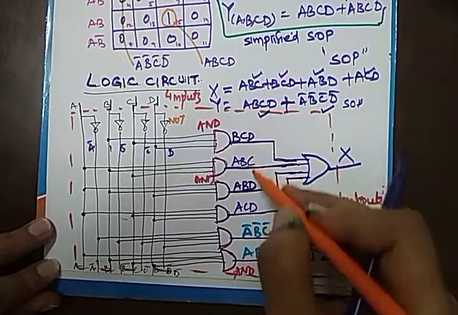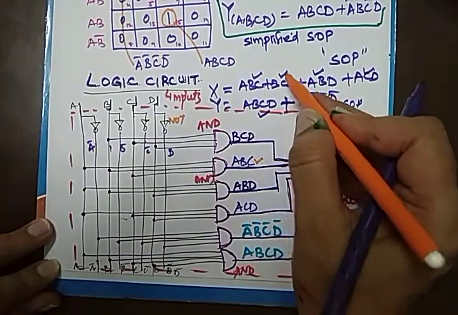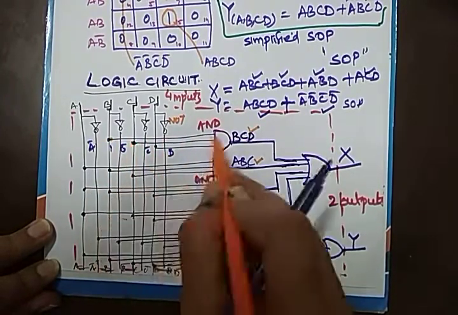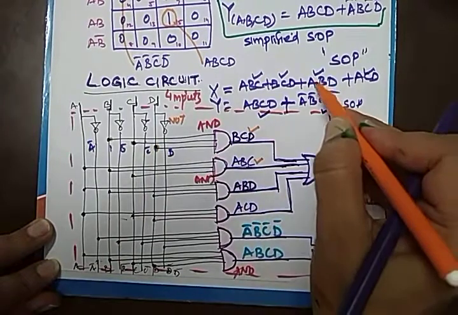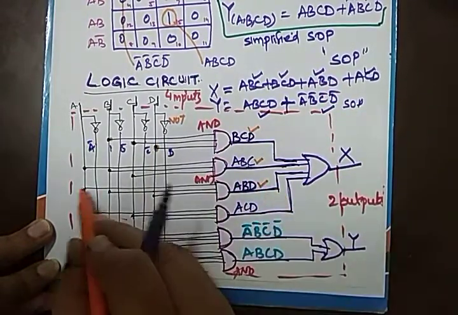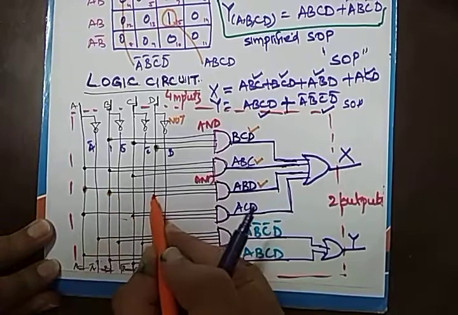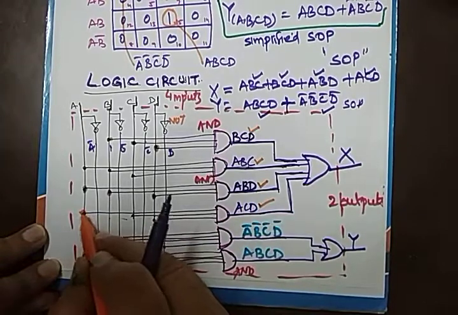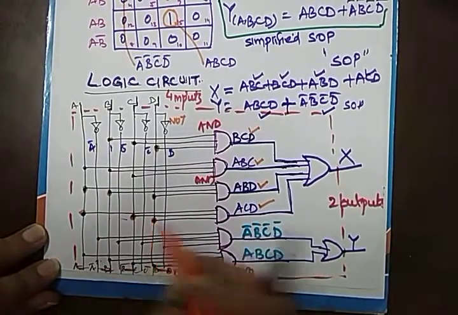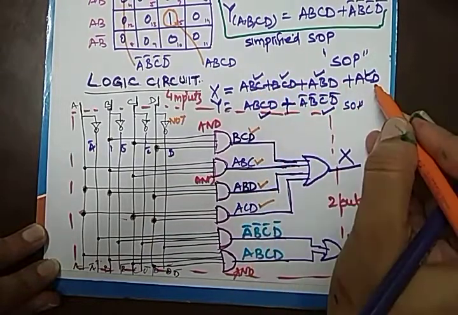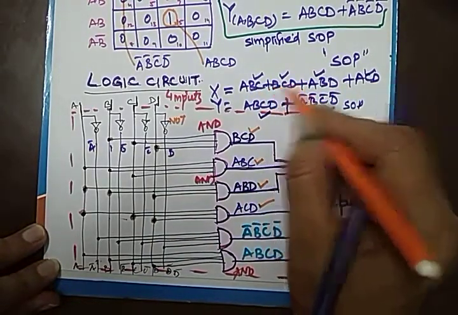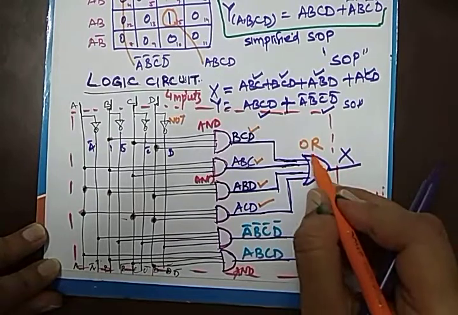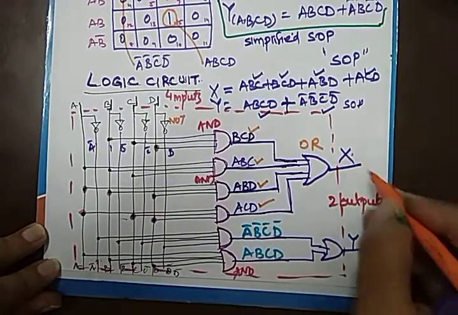So ABC, here's ABC, BCD, this is BCD coming from B, C and D. The next is ABD. So here we have ABD coming from A, B, D. The next is ACD. So that is over here, ACD, A, C, D. All these 4 product terms are being summed. So the sum function is obtained with the OR gate. So all these 4 are followed by the OR gate. So this gives us the X output.